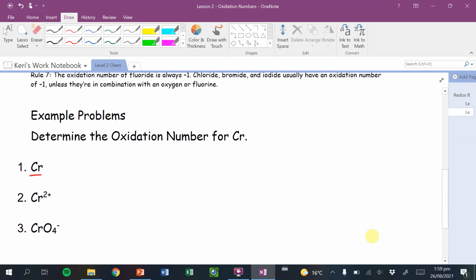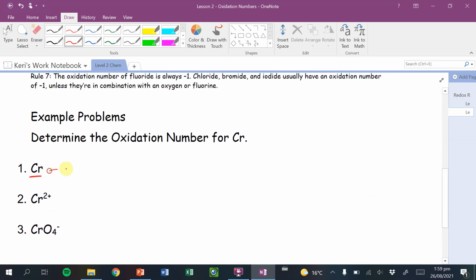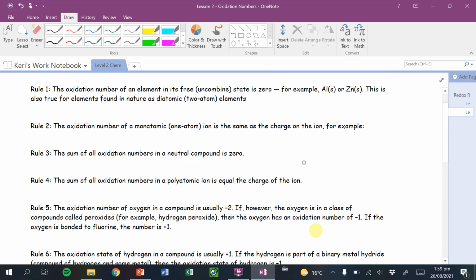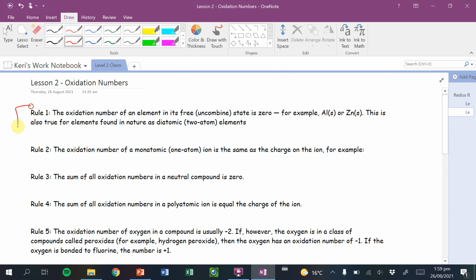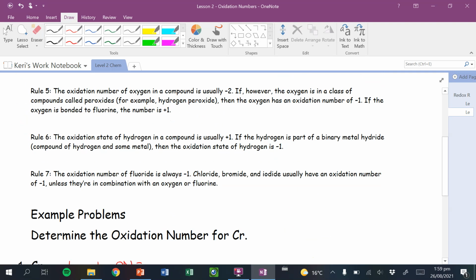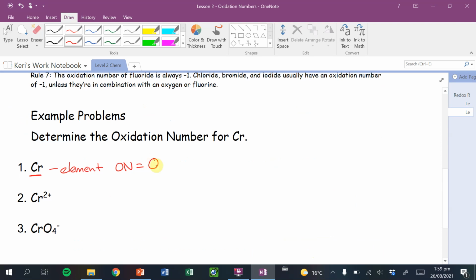So the first one here is chromium. Now I can see that chromium is in the element form. I know it's in the element form because it's chromium by itself, and I can see there's no charge there. So that means that the oxidation number in this example, and you can abbreviate that as ON, is going to be 0 because rule number 1, the oxidation number of the element in its free form is going to be 0. And I like to do little cross-throughs, that way we can tell the difference between O's and zeros. I'm going to switch colors so we have a few colors going while we're working.